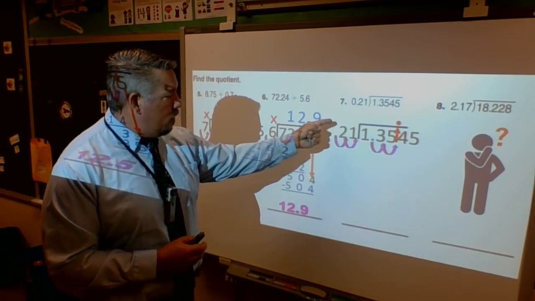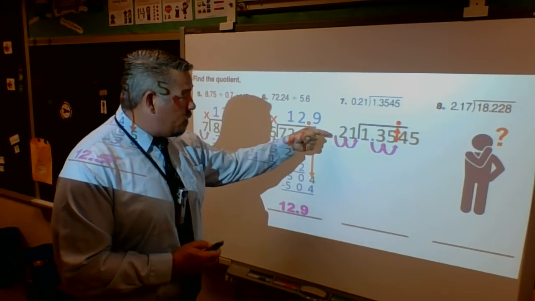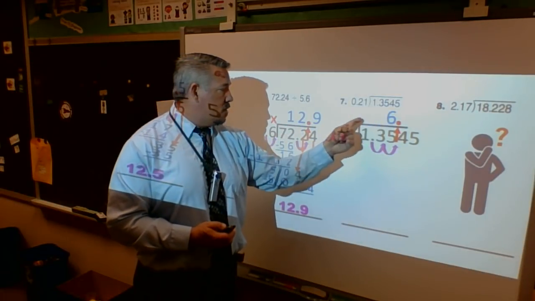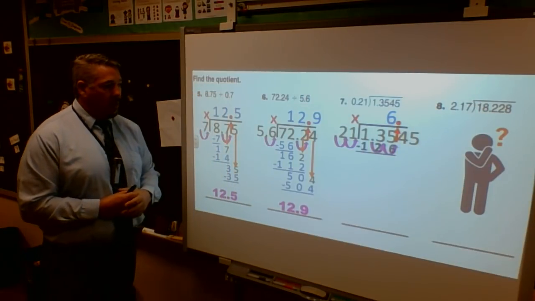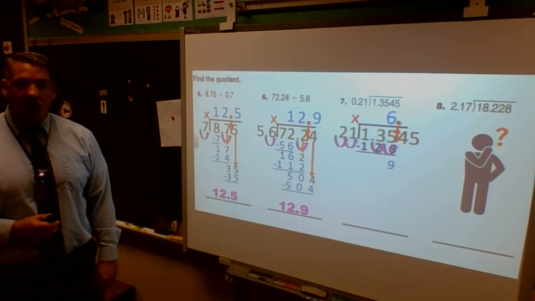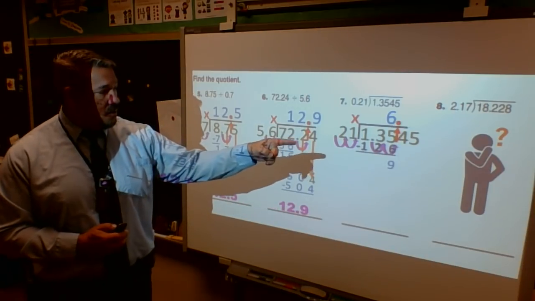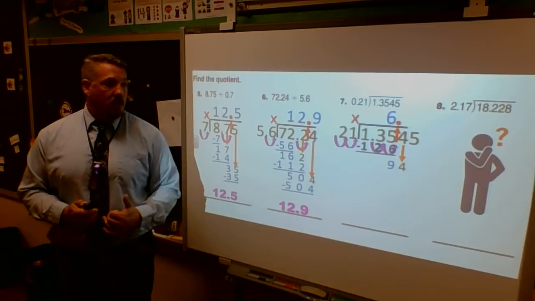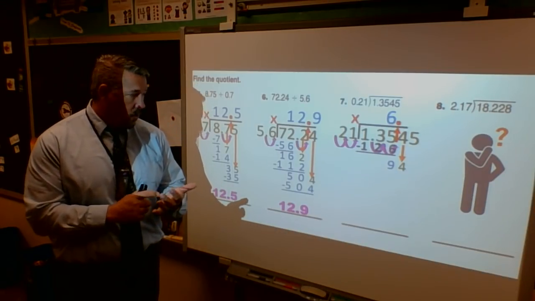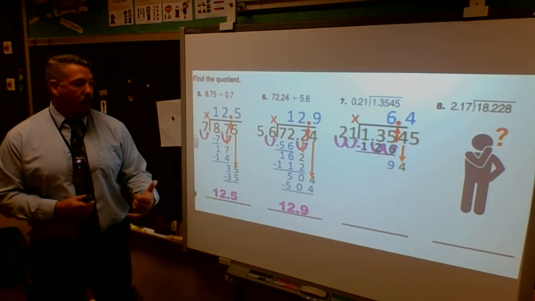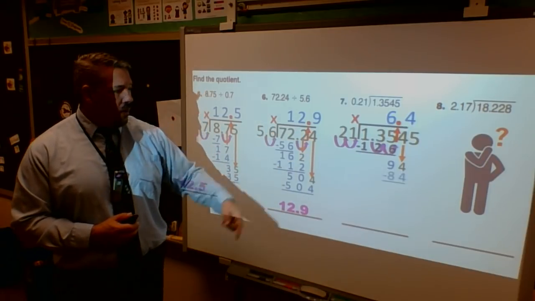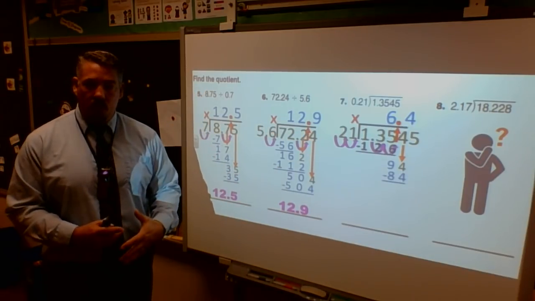21 does not go into 1. 21 does not go into 13, but 21 goes into 135, 6 even times. Well, not even, but 6 times 21 is going to give me 126. So when I subtract those, I end up with a remainder of 9. I bring my next digit down, which is a 4. 21 goes into 94 how many times? Well, I could type it into my calculator, 94 divided by 21 equals, and I'll say it goes in 4 times with decimal spaces, which I just need the 4. 4 times 21 then is 84, so I have 10 left over.